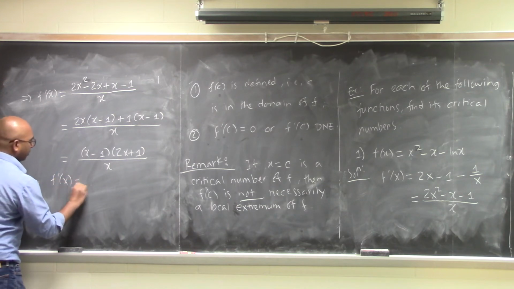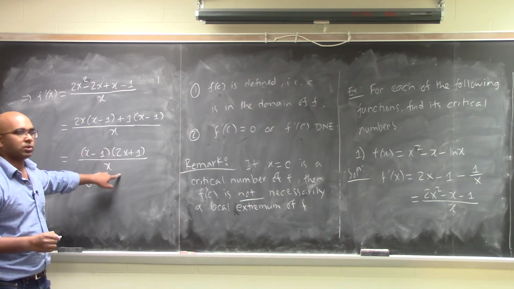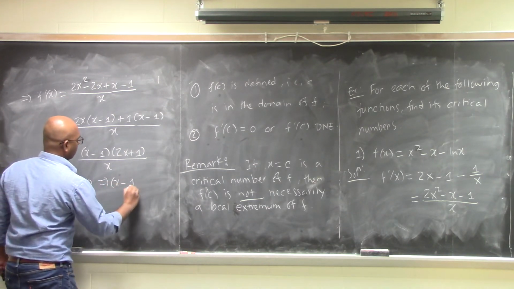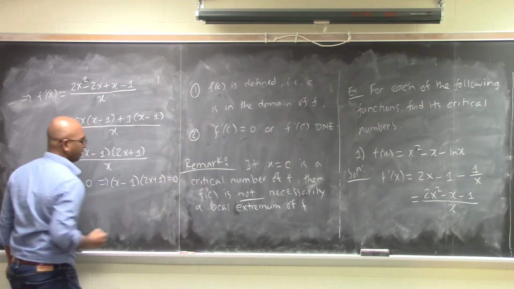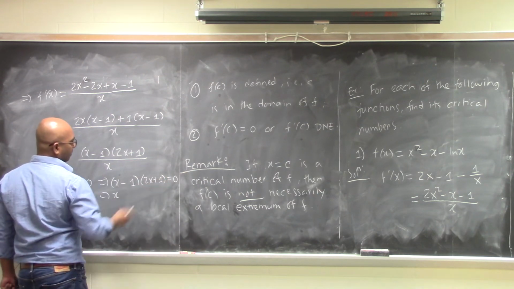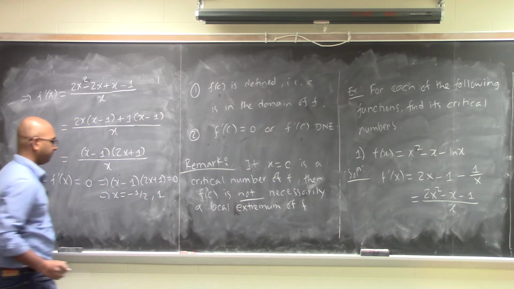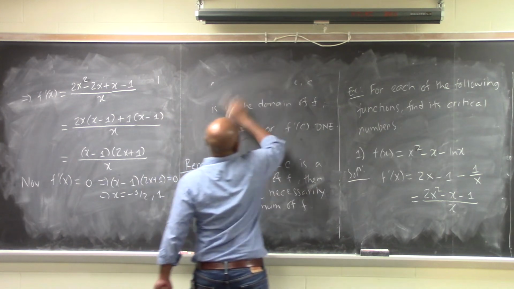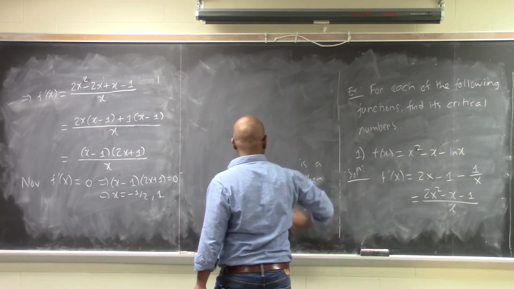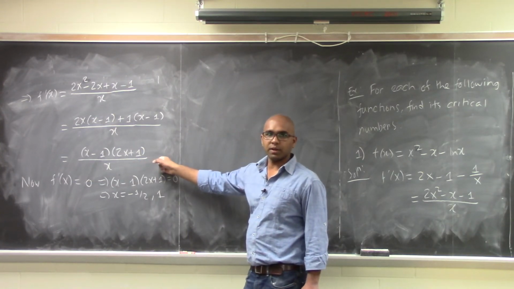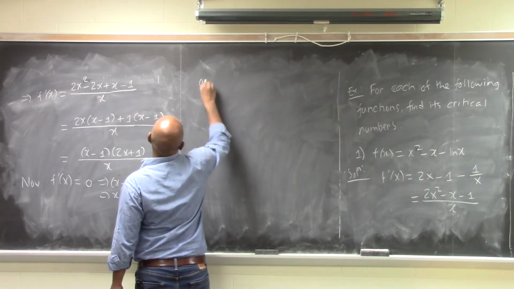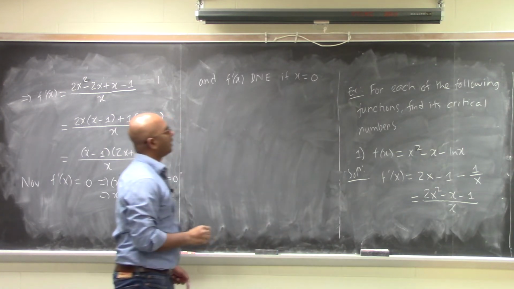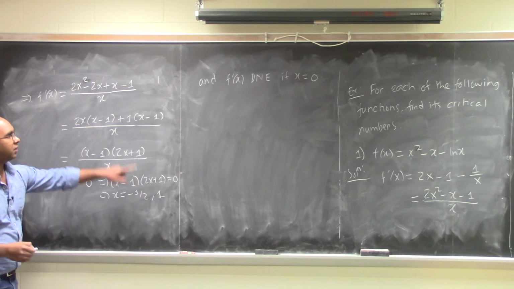Now, f prime of x equals 0. When is this guy 0? This is a fraction, right? A fraction is 0 when the numerator is 0, right? So that means x minus 1 times 2x plus 1 equals 0, right? So that means x minus 1 equals 0 and 2x plus 1 equals 0, so x equals negative 1/2 and 1. Okay? And when does f prime of x fail to exist? If x equals 0, right? Okay, so what are my candidates? Negative 1/2, 0, and 1.